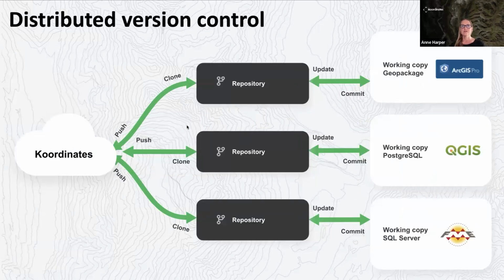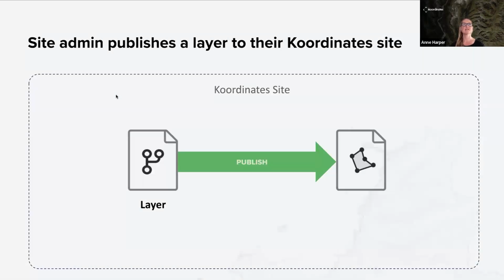This is how distributed version control works. You will have your users using their favorite software. So for example, we're using QGIS, ArcGIS Pro, or FME. Those people will come along and they will clone down a copy of the data they want from the Koordinates site and save it as a repo on their local machine. Once it's saved as a repo, they create a working copy in the format that they want to use, and they'll edit the data. Once they're finished editing, they will commit that change by updating it to their local repository, and then they can push it all the way back up to the main copy on their Koordinates site. So that's just an overview of the concept.